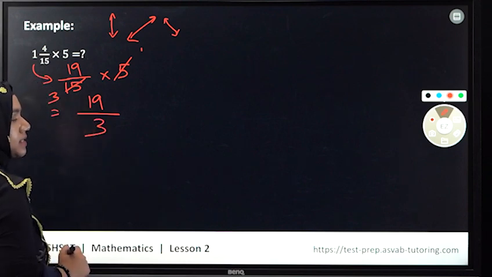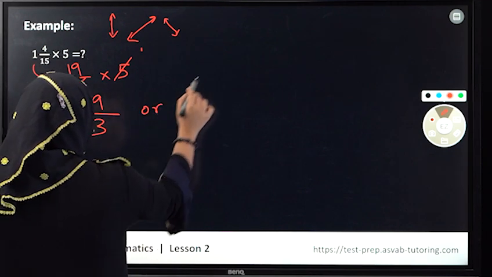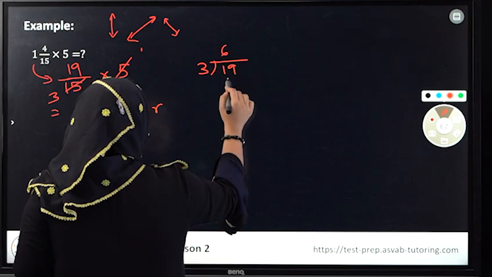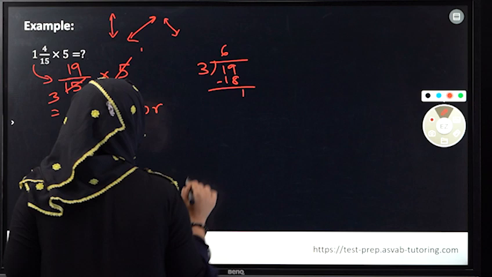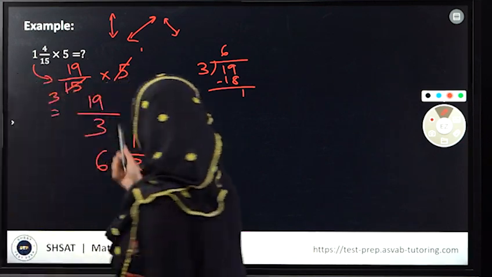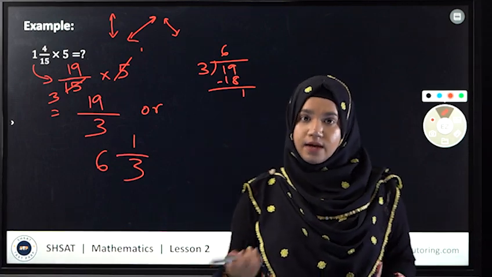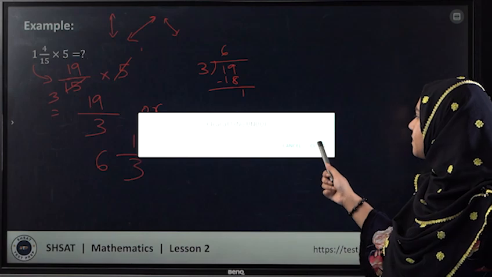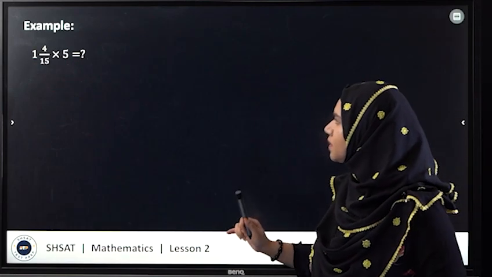You can keep your answer like this, just like I've said. Or you can do a quick math like this. You can go like 3 times 6 is 18. So that gives me what? 6 and 1 over 3. Either of these answers, according to this, is most definitely correct. Okay, let's move on to the next question.